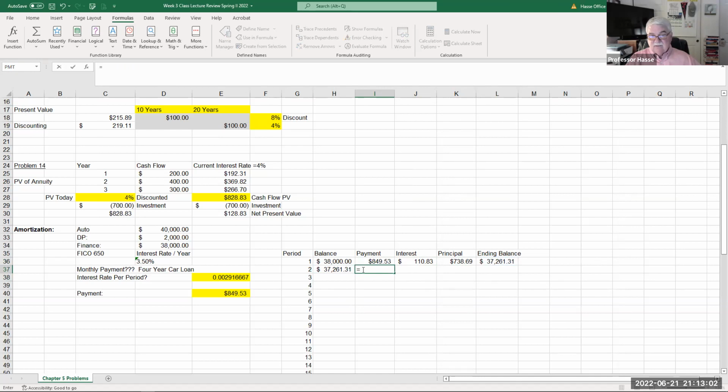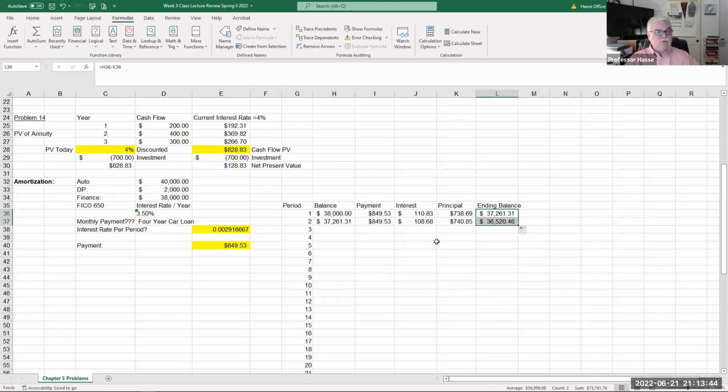I make this the same. There's my payment. And now I'm going to take this balance times the same interest rate, 0.002916667. Notice how my interest goes down, because why? I don't owe as much. Now this will turn to the principal portion, and this will be my ending balance of the loan.